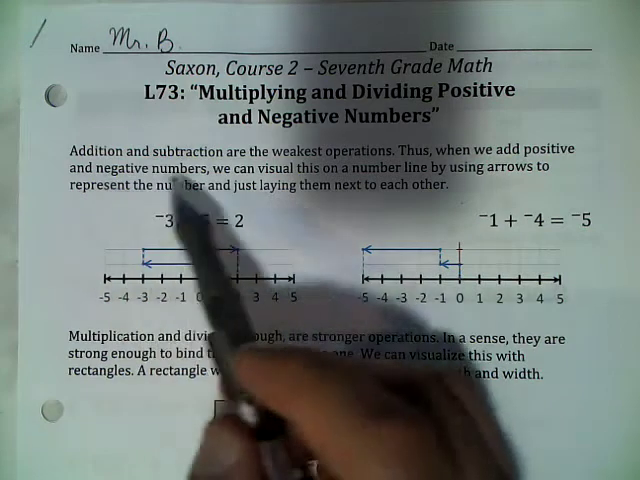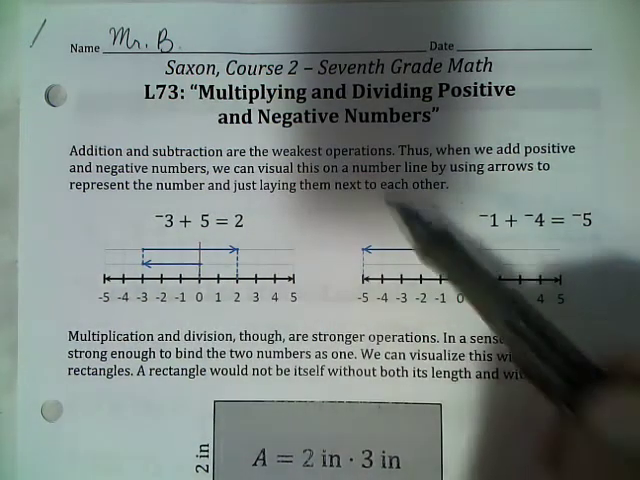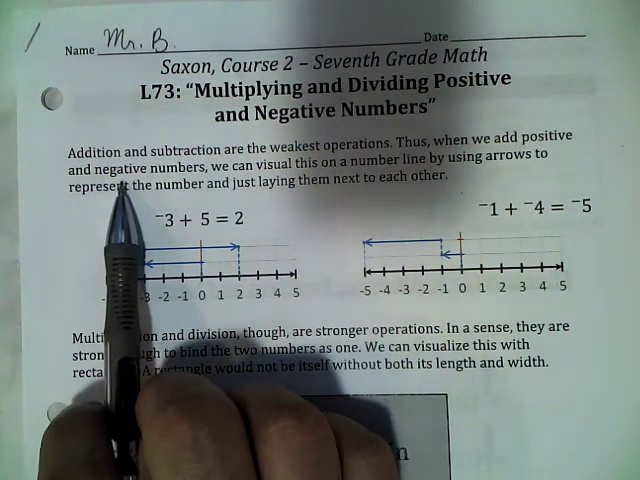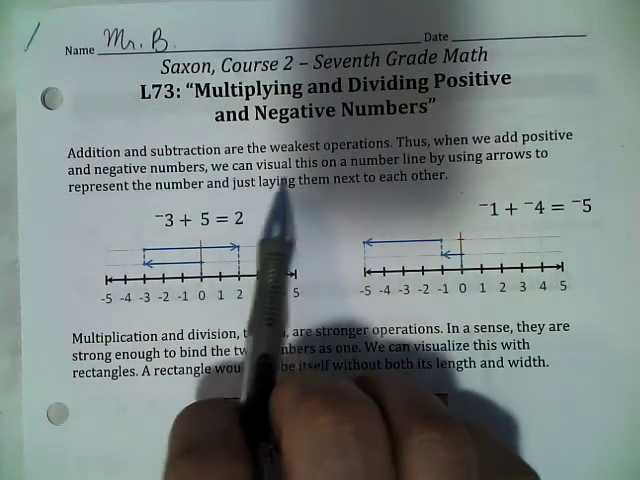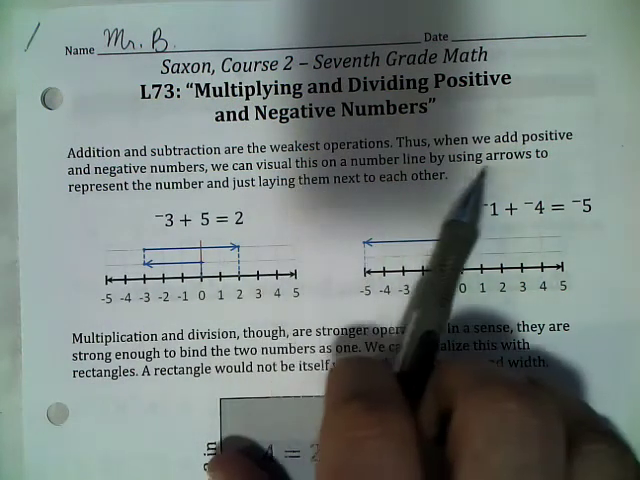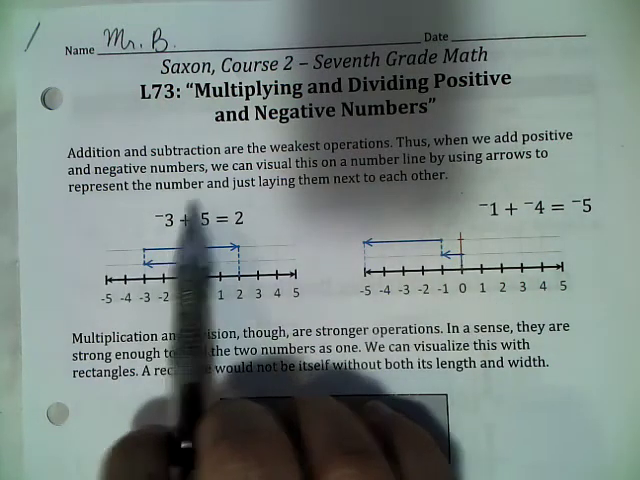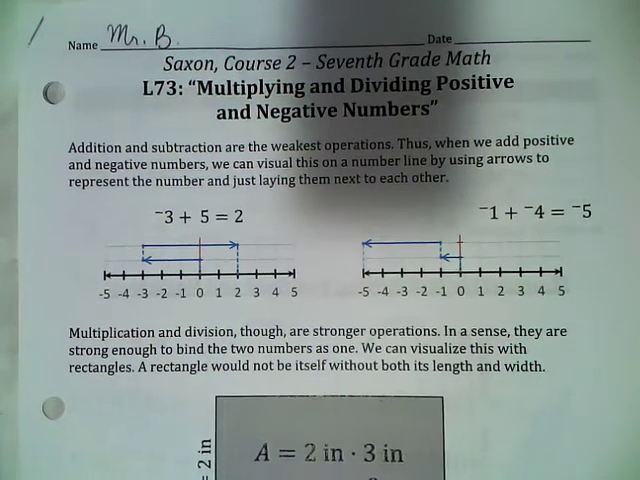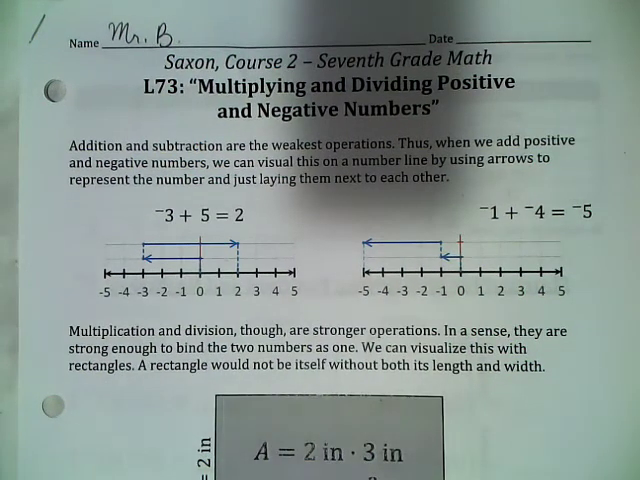So addition and subtraction are the weakest operations. Thus, when we add positive and negative numbers, we can visualize this on a number line using arrows to represent the number and just laying them next to each other. And if you think about your order of operations, this is why addition and subtraction come last in the order of operations, because they're weakest.